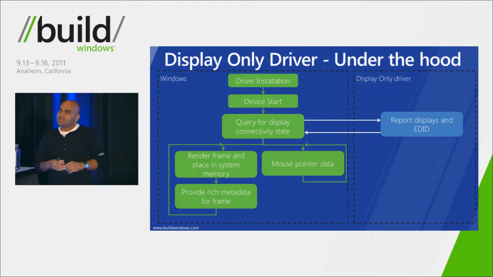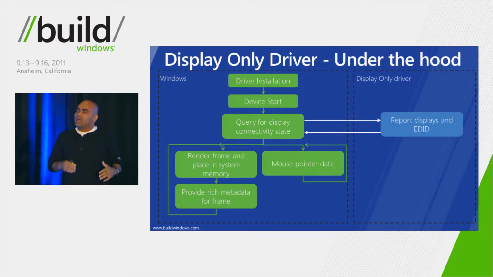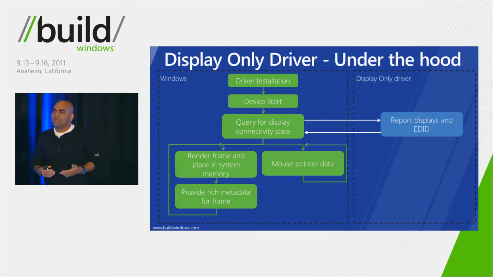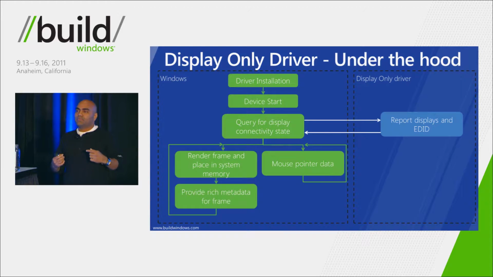It uses the software rasterizer, and as each frame is composed, it puts it into system memory. With each frame that is put into system memory, we also provide a rich set of metadata. The purpose of this metadata is really to give the driver opportunities to optimize. And this metadata is in the form of dirty regions.